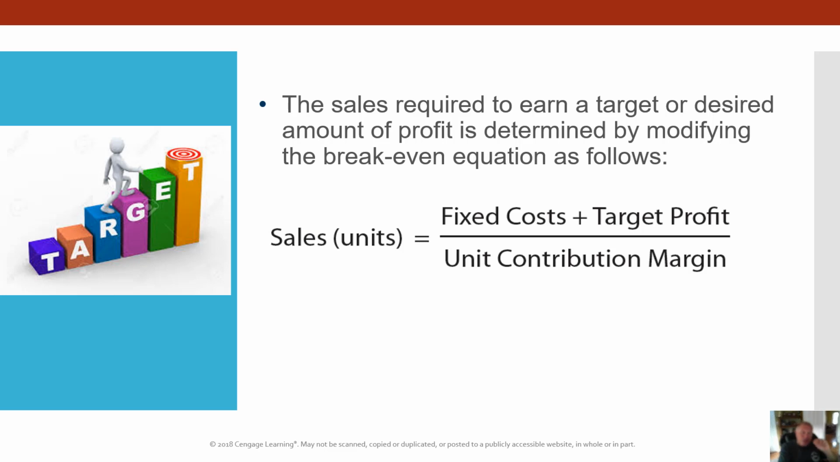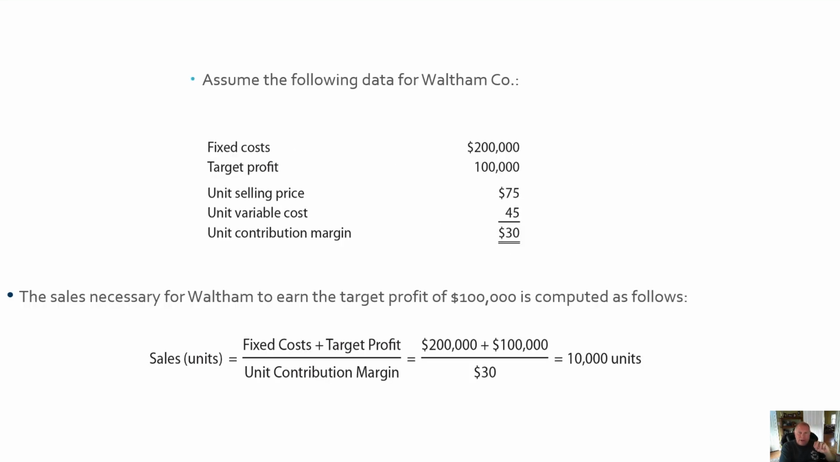Okay, so now we're trying to plan profit. In this example, the fixed costs are 200 and we want to make 100. The unit selling price is $75 a unit. Our variable cost is 45, so the unit contribution is 30. To find the sales units, we take the fixed cost, 200, plus 100, divided by 30, the unit contribution margin, and we need to sell 10,000 units.